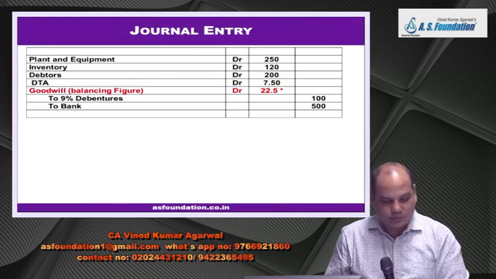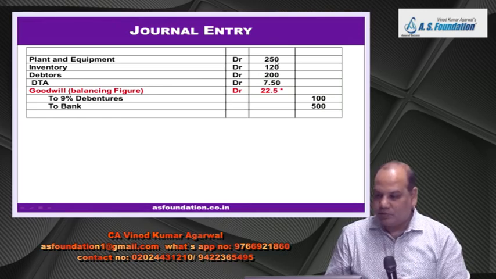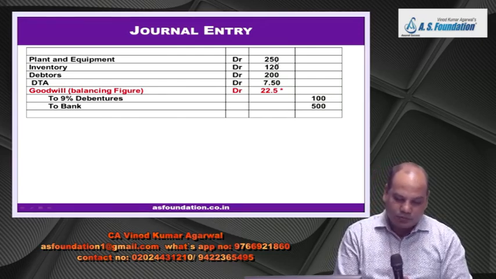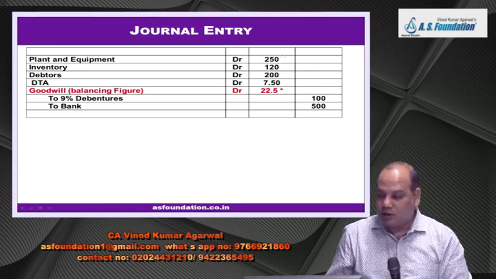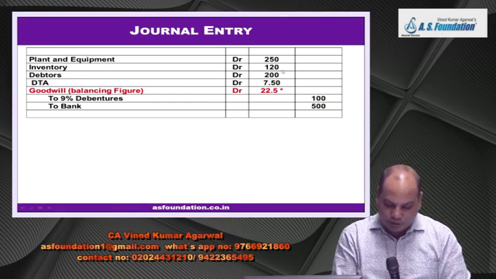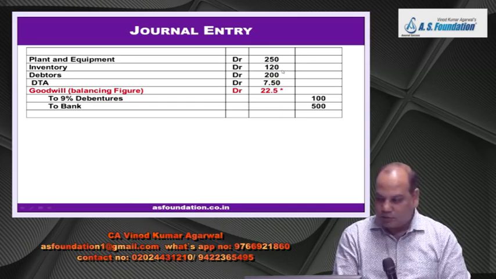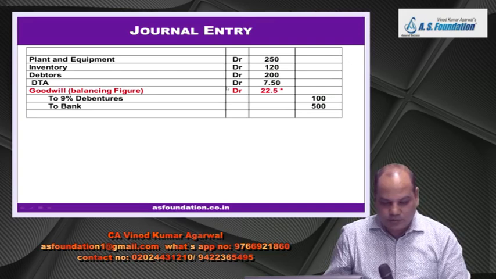Now journal entry check. In your book check the journal entry. Plant and equipment account debit 250. Take the fair value. Fair value will become now the carrying amount in the books of acquirer. Inventory account debit, take fair value 120. Debtor account, take fair value 200. DTA account debit 7.50. And write the credit items there. Goodwill account debit balancing figure 22.5.